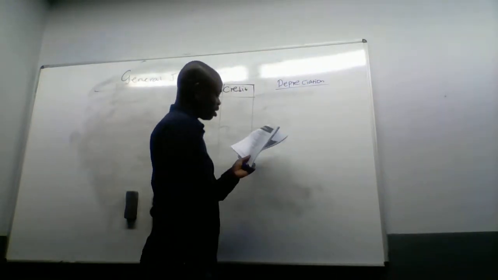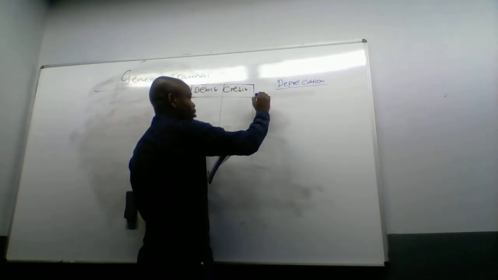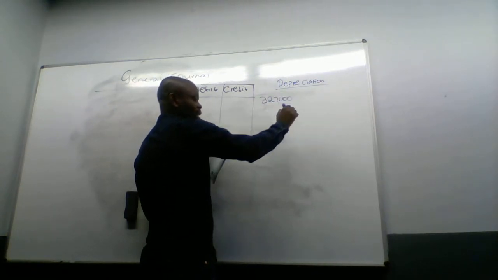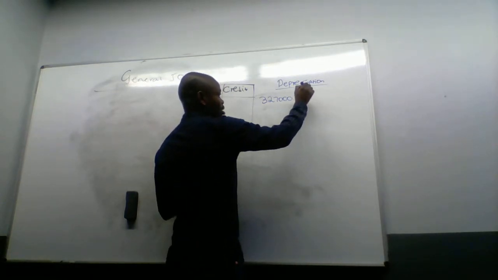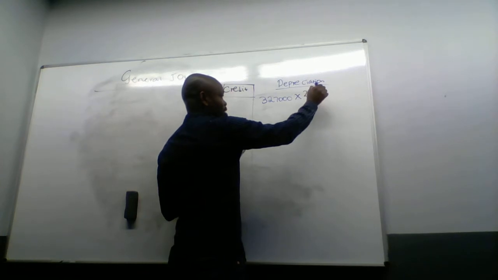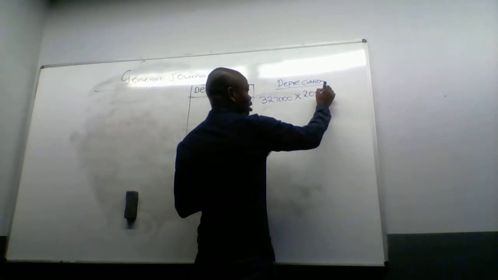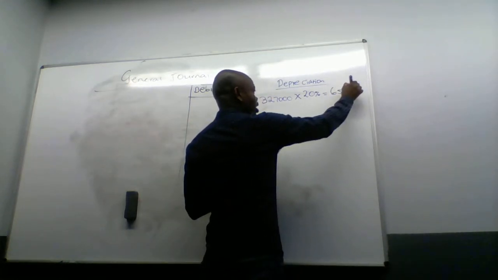Please, how did you calculate depreciation? It's 327, which is the cost, times 20% for the whole year, over 100. How much do you get? 65,400. Any question about that?